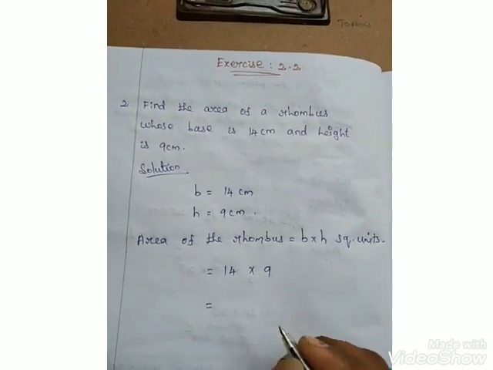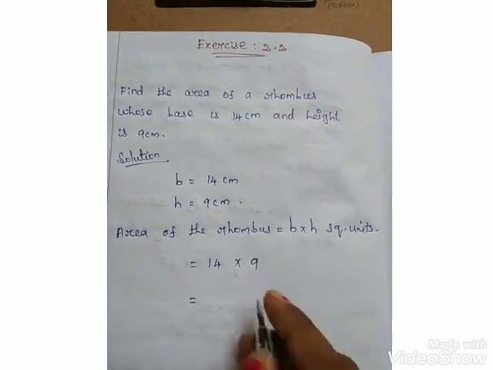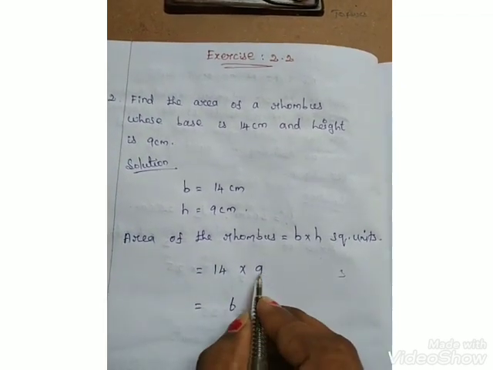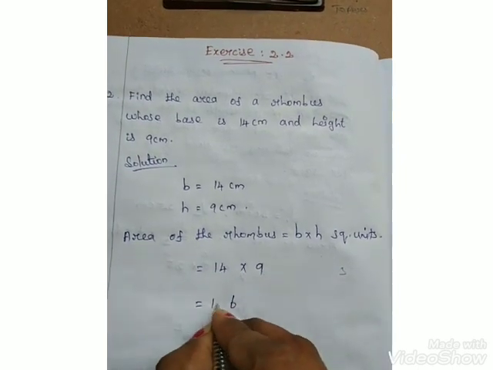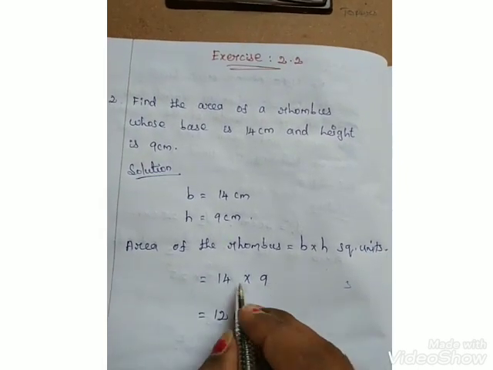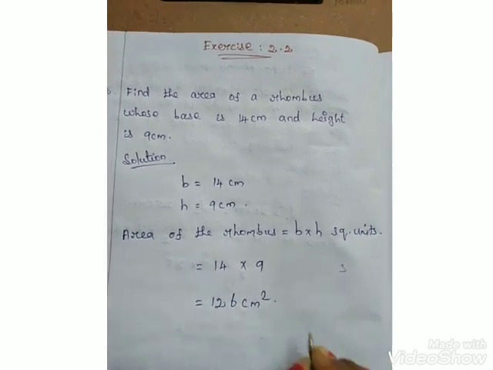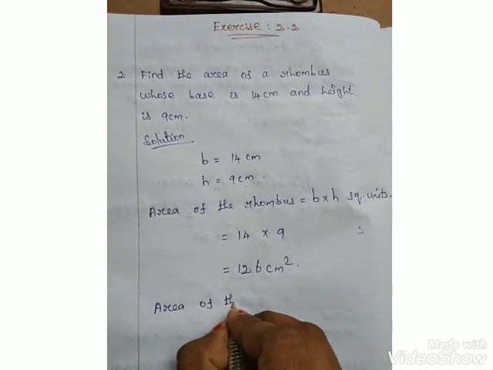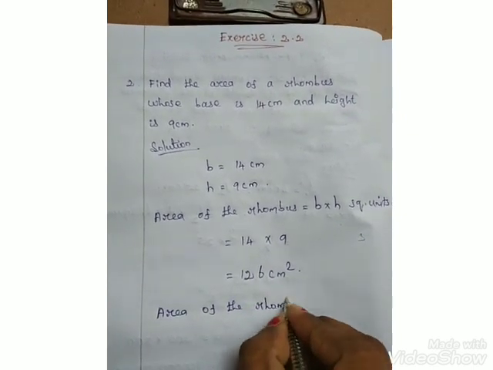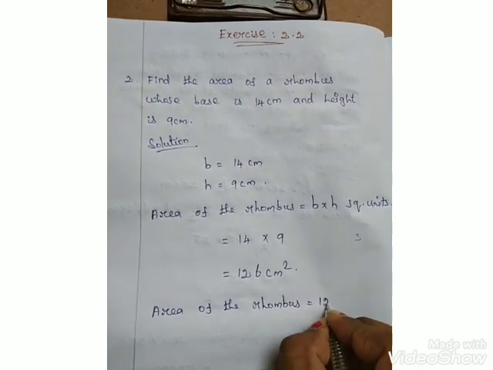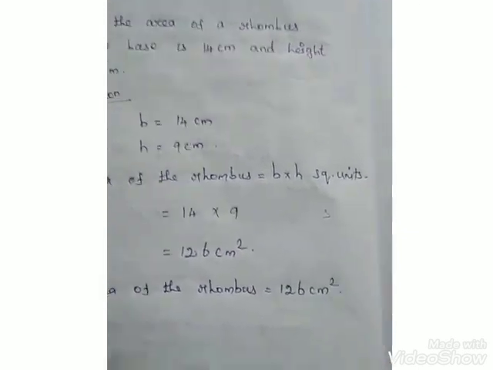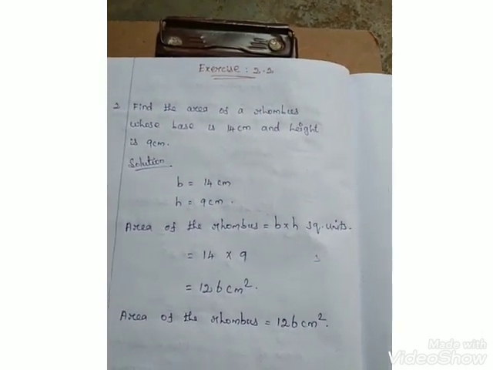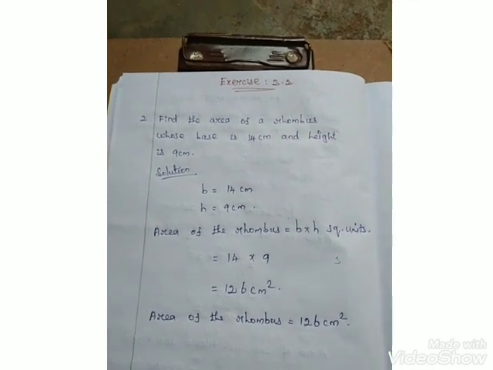14 9s are, 4 9s are 36, 6 remaining 3, 1 9s are 9, 9 plus 3 12. Here centimeter, here also centimeter, so centimeter into centimeter, centimeter square. So area of the rhombus is equal to 126 centimeter square. Dear students, this is about our shape rhombus by using perimeter and area.